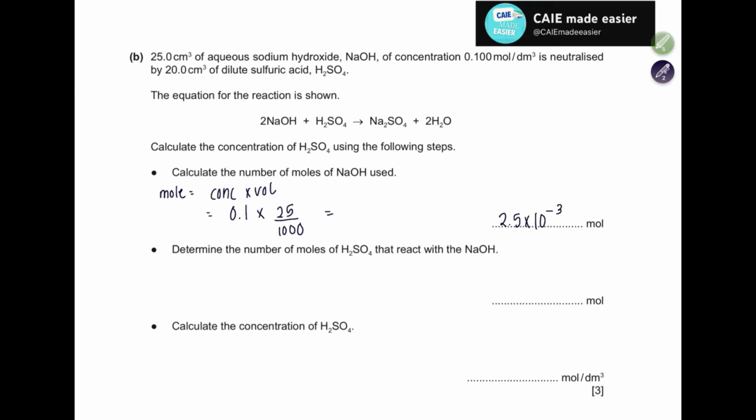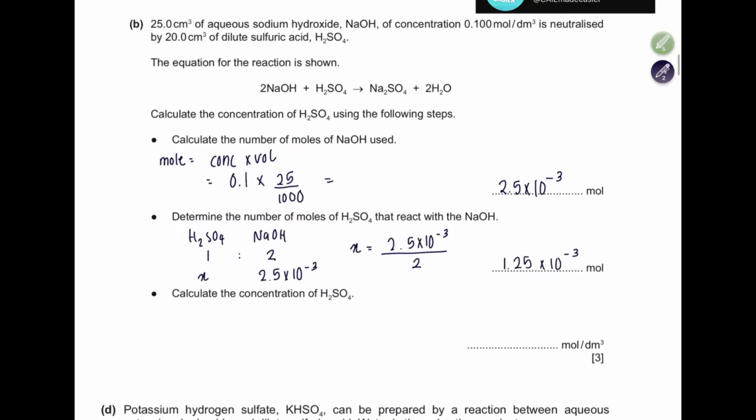Determine the moles of sulfuric acid that react with NaOH. Let's write the ratio between them. 1 sulfuric acid reacts with 2 NaOH. That is going to be 2.5 times 10 power negative 3 divided by 2, and we get 1.25 times 10 power negative 3 moles.